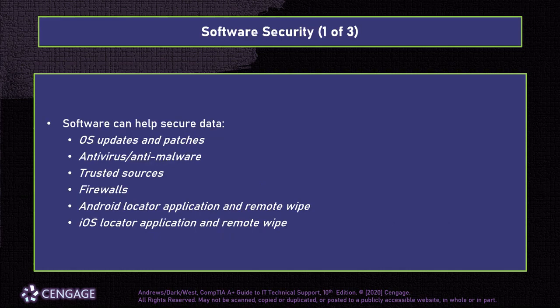Software can help secure data. Again, it's all about deterrence, so updating your operating system, antivirus, which strangely has become much more of a prevalent thing. It used to be that people would ask me about antivirus for mobile devices, and I was like, well, unless it's a laptop, I would really say no, but now it's coming to the point where it is really, even if you're on iOS or something that's fairly secure, that backup is really important to have. Knowing who your trusted sources are for different downloads, firewalls, locator apps, and remote wiping, all big deals.